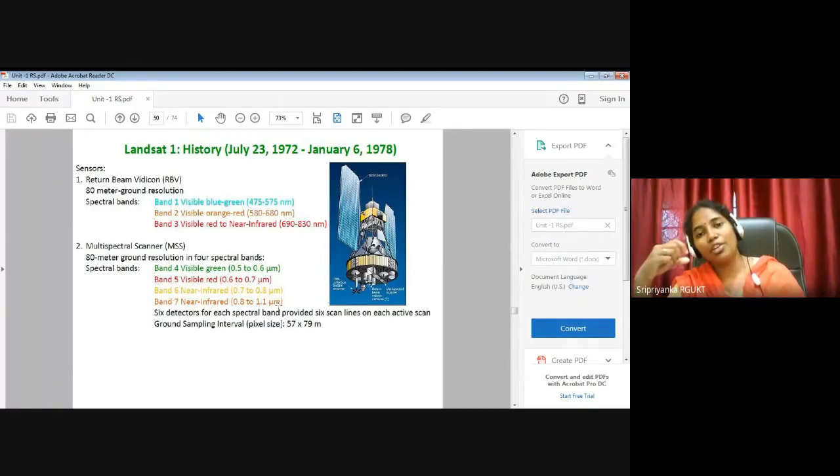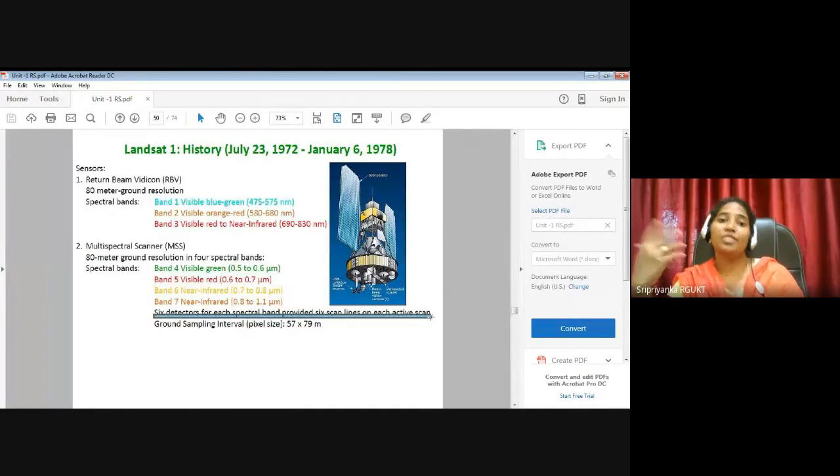After getting captured, it will convert that reflection into a readable format, which we will be able to understand. You can see 6 detectors for each spectral band provide 6 scan lines on each active scan. You will not understand this part about 6 detectors yet; I will be talking about it in the next 2 classes, about the kinds of scanners. When I talk, you will understand what a scan line is, what a scanner is, what a detector is, and the entire process of how the capturing happens. We will talk about that process a little later in the next class. Then you will understand the sentence.